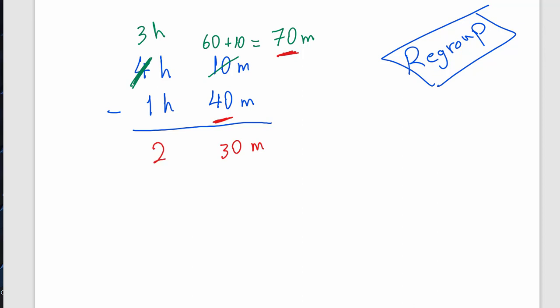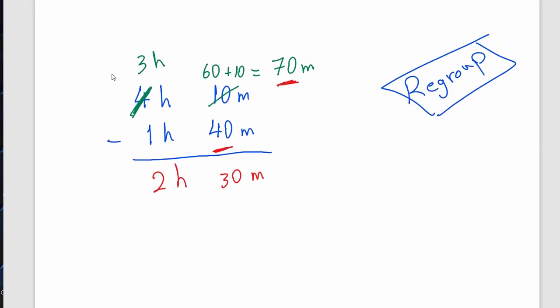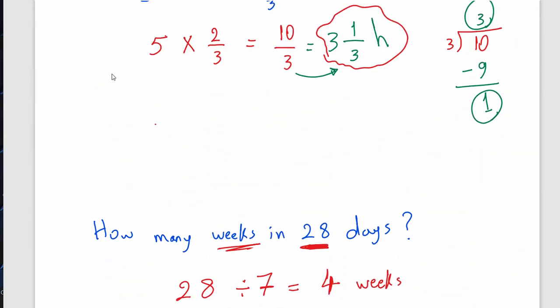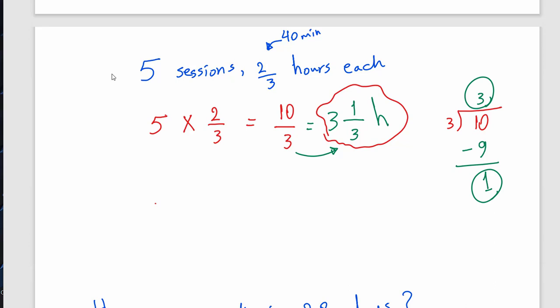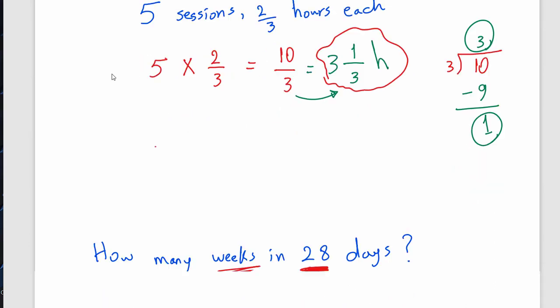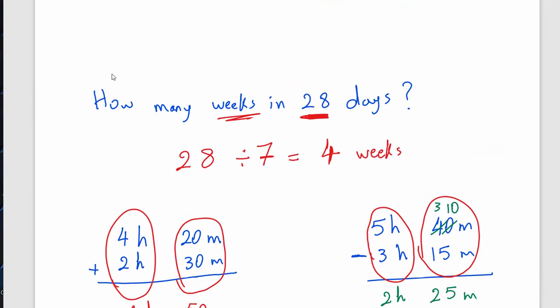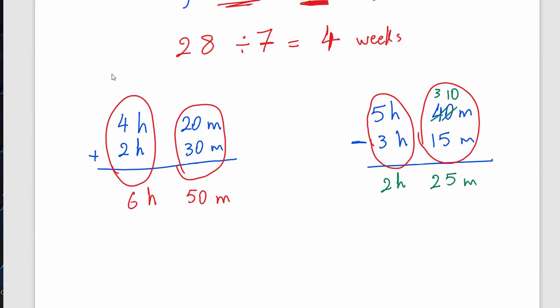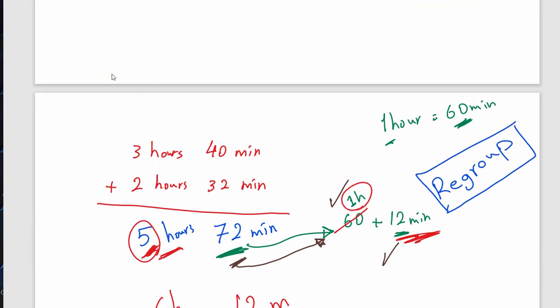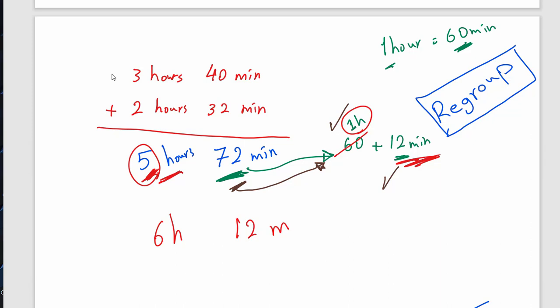My hero, you need to focus. Okay, so it's 2 hours and 30 minutes. Thank you, my hero. So, my heroes, we can do operations on time. We can multiply time, as you see here. We can divide time. We can add and subtract times, and also we may regroup if needed.